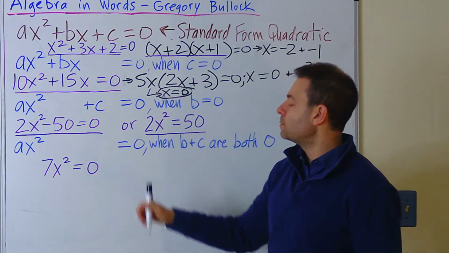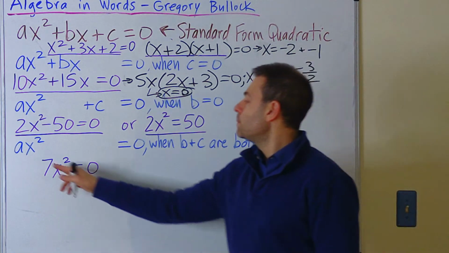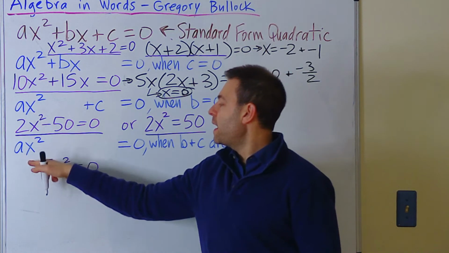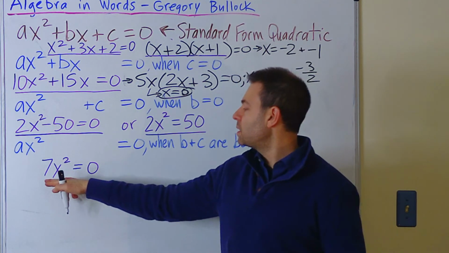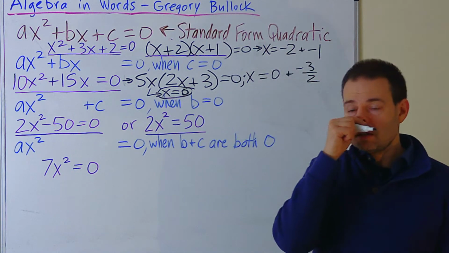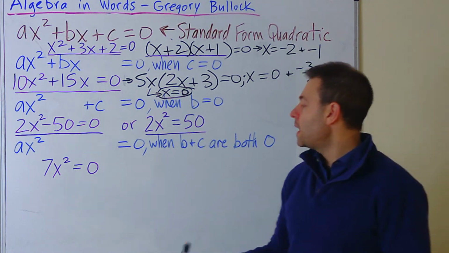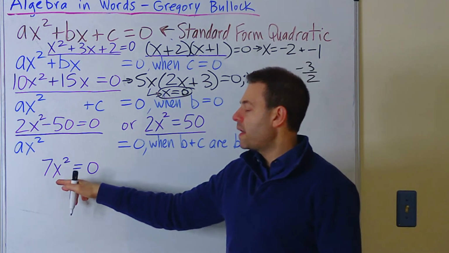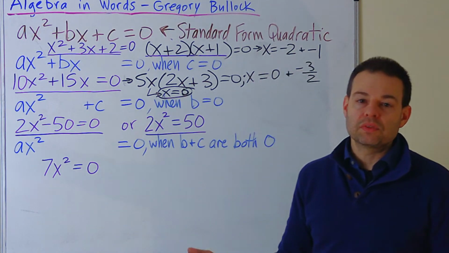Let's look at this one. And this is one where both b and c are 0. So we only have the ax squared term, and it might look something like this. And this one is easy because we automatically know that since b is 0 and c is 0, our x values are going to automatically equal 0.